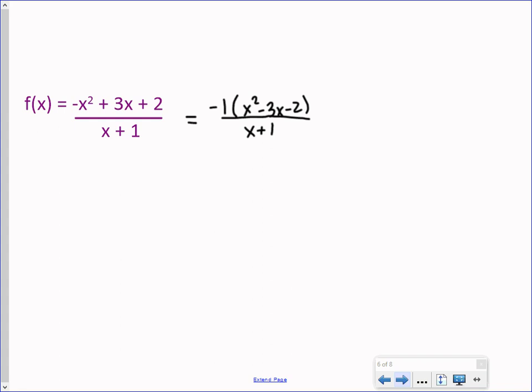Again, I'm not going to change anything about what I did yesterday, so once I decide there's no hole, I still want to know what my vertical asymptote is. So for the vertical asymptote, x plus 1 equals 0, x equals negative 1. And I'll add that over here on my graph.